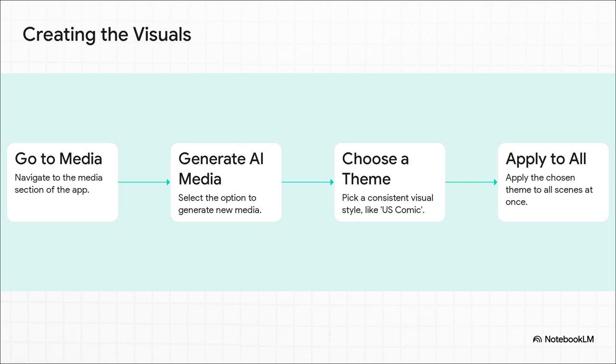Now, the way this works is built for speed. You hop into the media section, tell it you want to generate AI media. And here's the clever bit. You pick one single visual theme. For our Superman story, US Comic is perfect, and you apply it to the entire project in one click. This makes sure your whole video has a consistent, cohesive style from beginning to end.